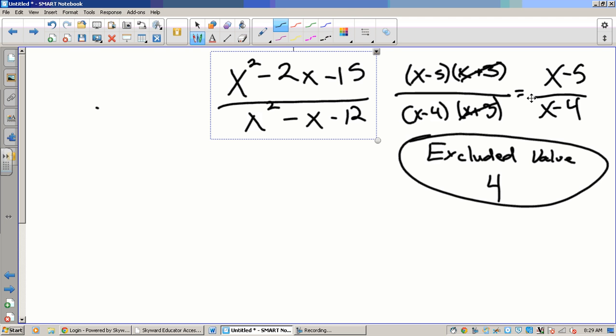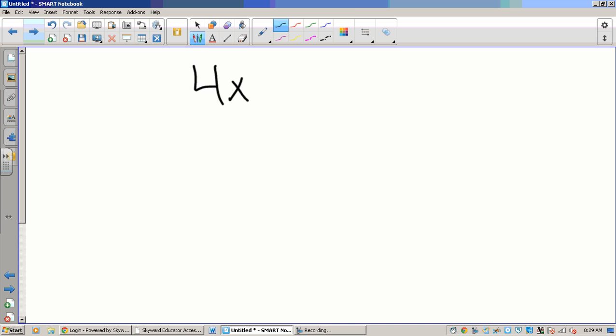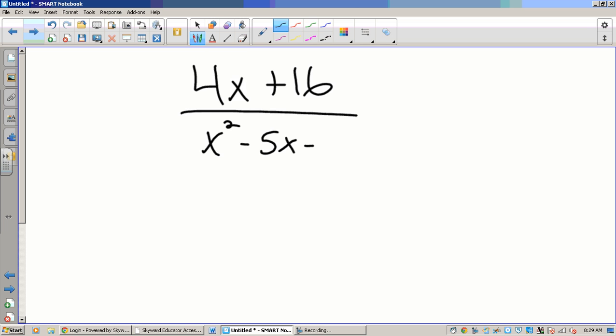All right. So finally, we could have a problem that looks like this. 4x plus 16 over x squared minus 5x minus 36.